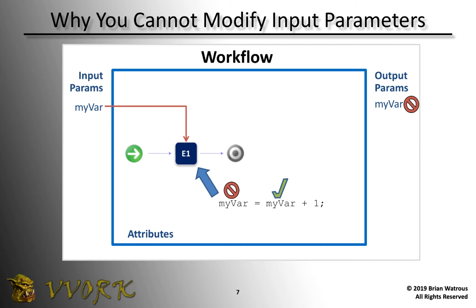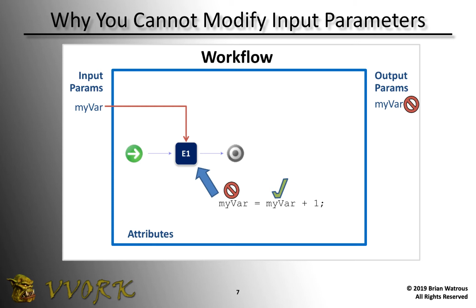Same thing's true with attributes. Whether I have an input parameter, output parameter, or an attribute called something, none of the other types can have a variable with that same name. So only an input parameter, output parameter, or an attribute can be called myvar. So we can't achieve what we're trying to do here, and this is why attempting to change the value of an input parameter is destined to fail.